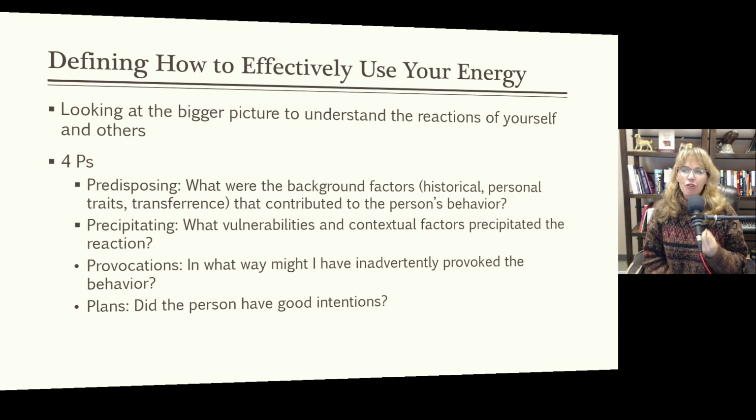Predisposing. What were the background factors that contributed to my behavior or this other person's behavior? Let's talk about somebody who is a grown-up, and a dog runs up to them and they have an absolute panic attack. What were the background factors that led up to that? Well, maybe this adult was attacked by a dog when they were a child. So now they have an intense fear of dogs, which explains why they reacted so strongly to this, presumably very lovely but very excitable dog. It's important to understand historical context.